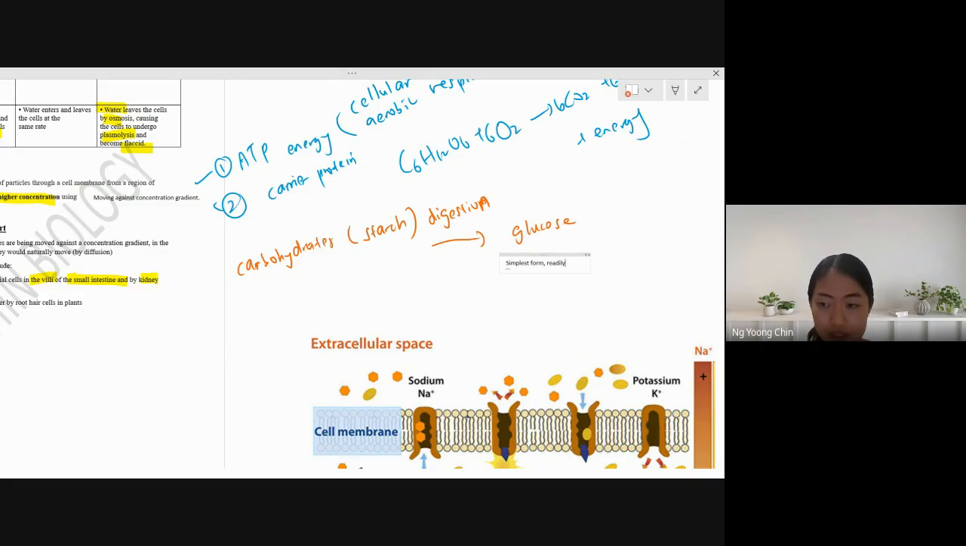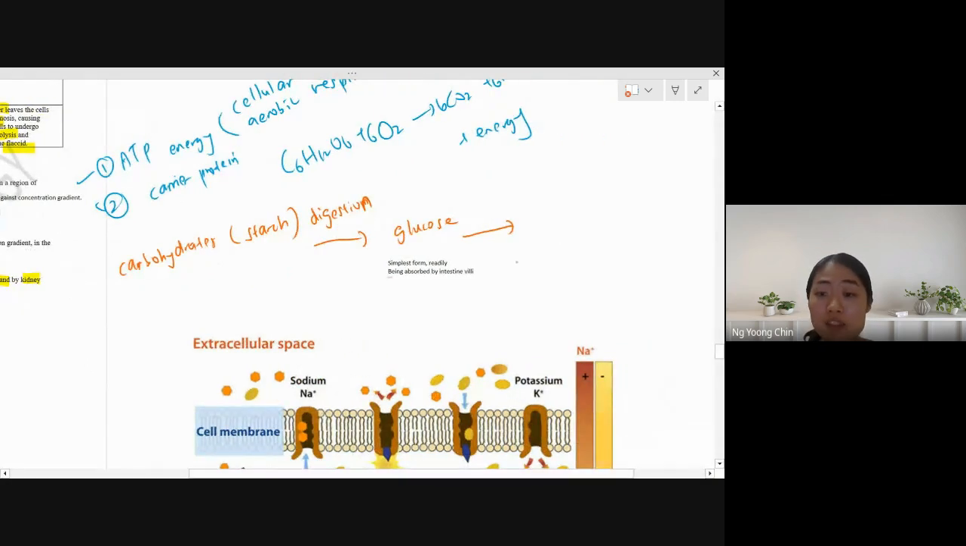Readily being absorbed by the intestine villi. Okay, so this is how you're able to get nutrients for your cell. So you see, when the glucose enters the intestine villi, they will be in this structure, like this.